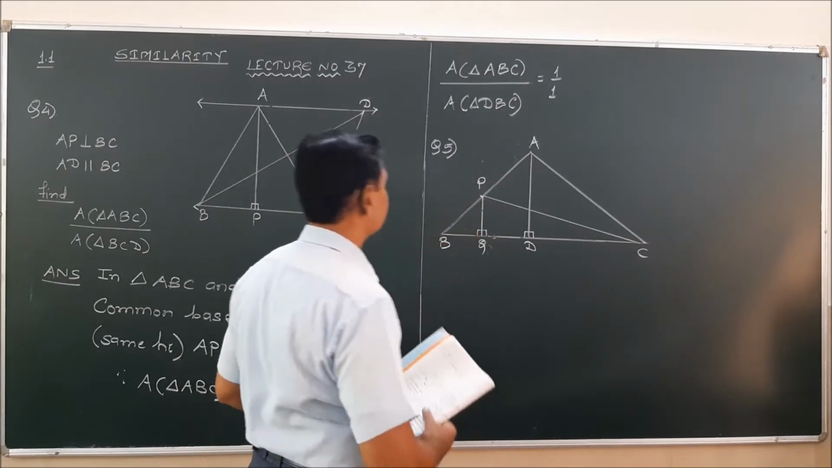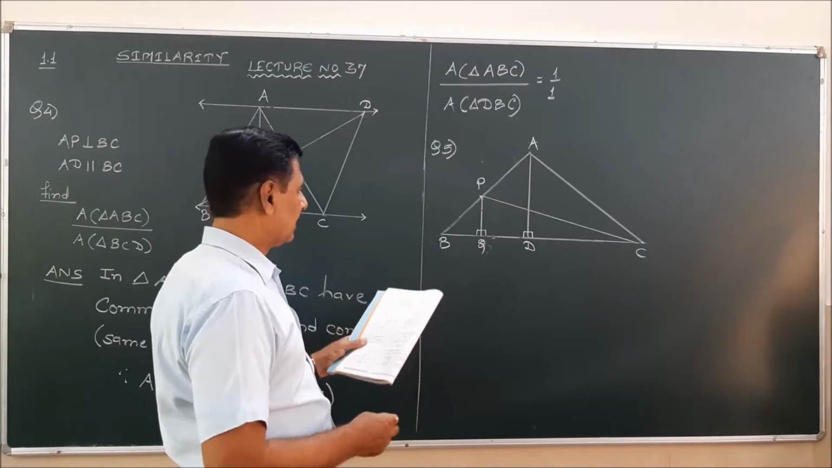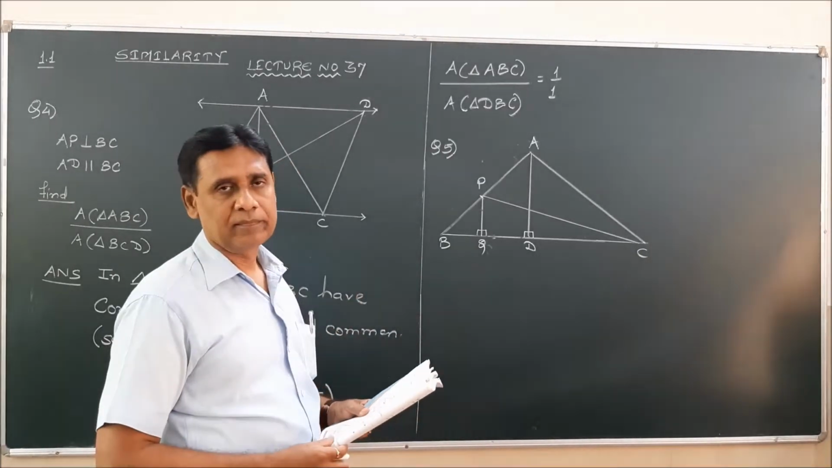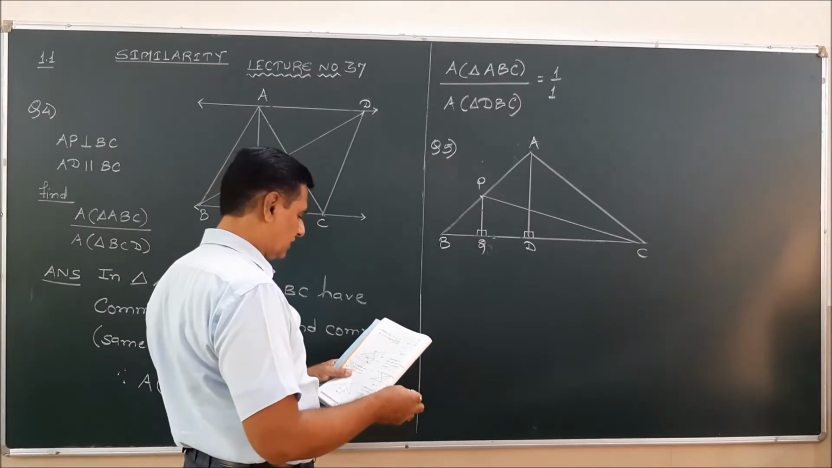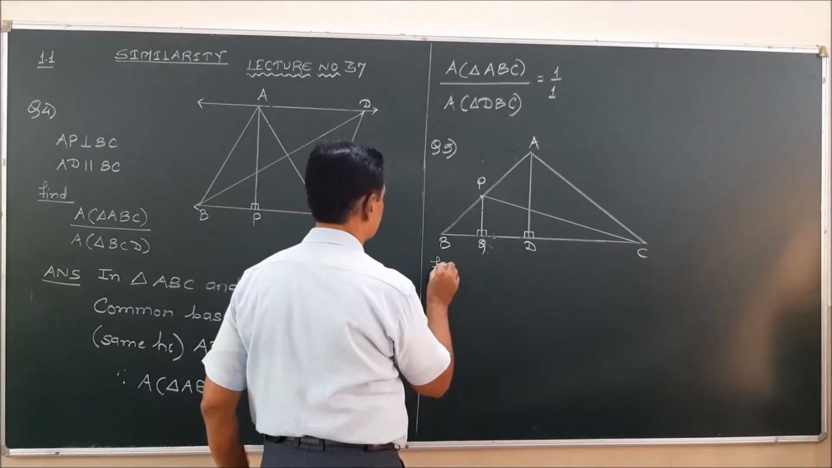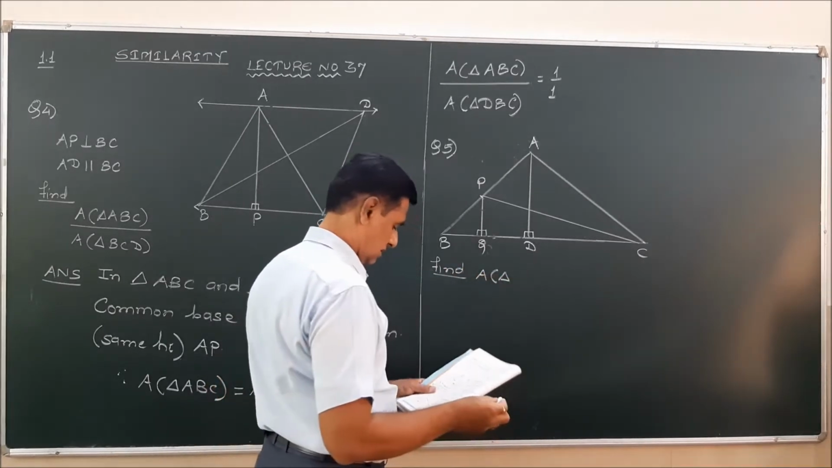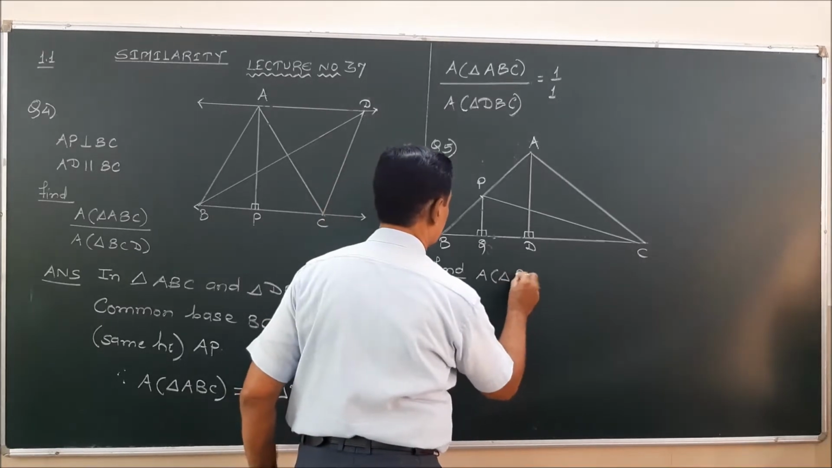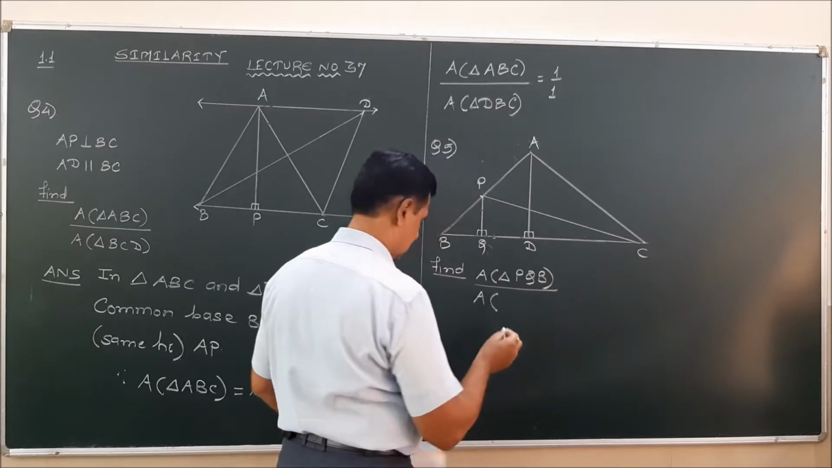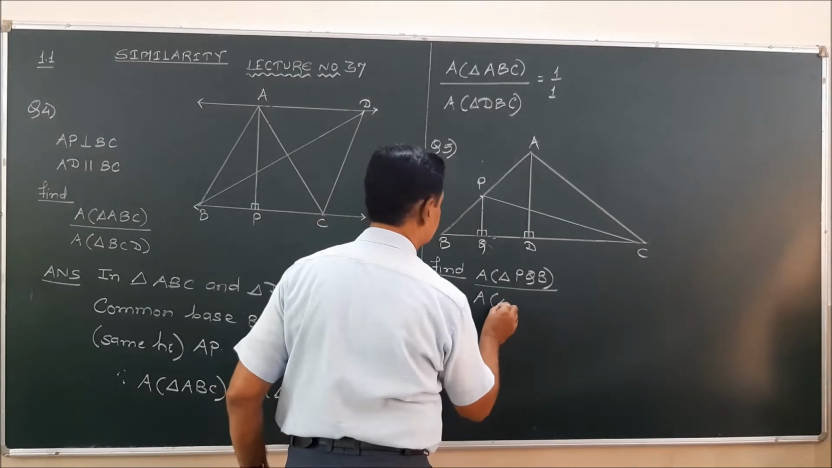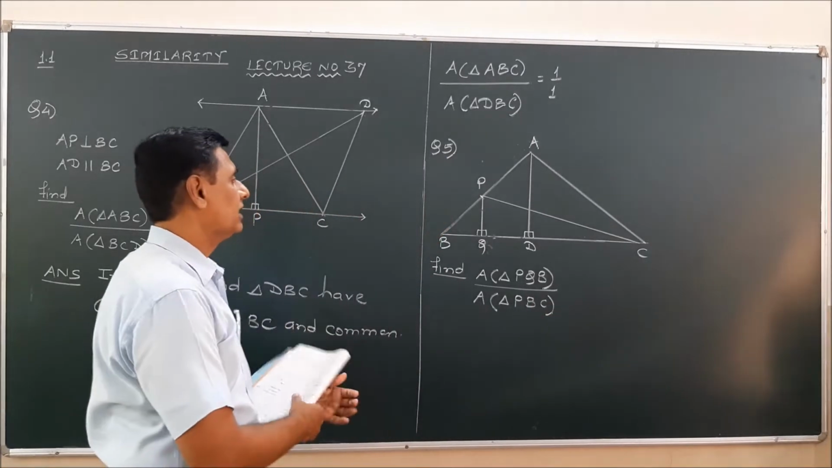Now, you will notice in this figure, many triangles are involved. Now there are some questions based on this. First one, find area of triangle PQB upon area of triangle PBC. Okay, let's see. We all know the theory.